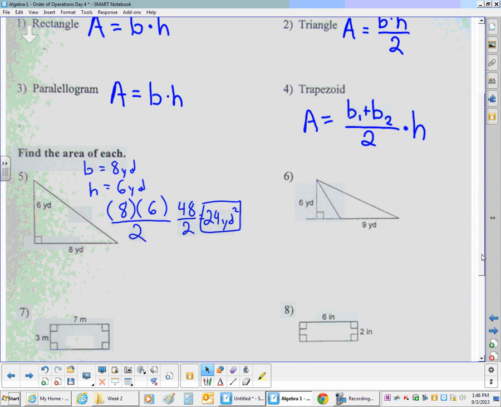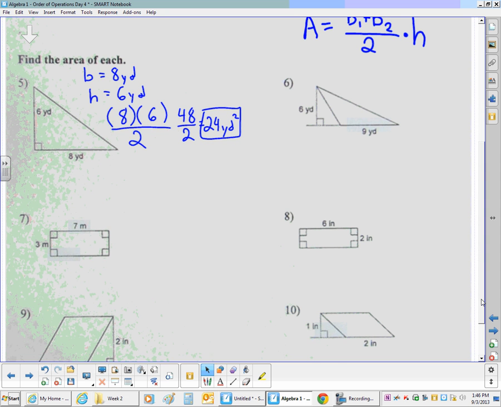Next one, number 6, is another triangle. This time we have a base of 9 yards, and you'll notice that the base here is just this part of the triangle. And the height is 6 yards.